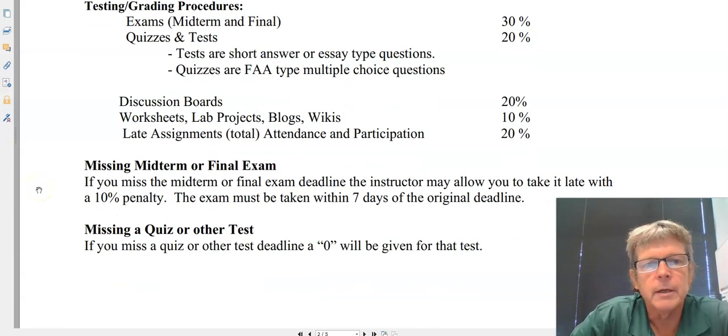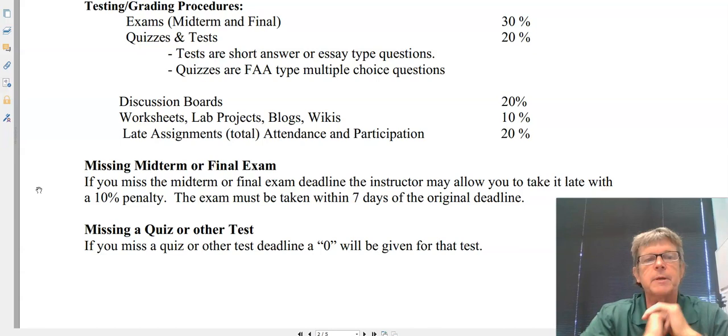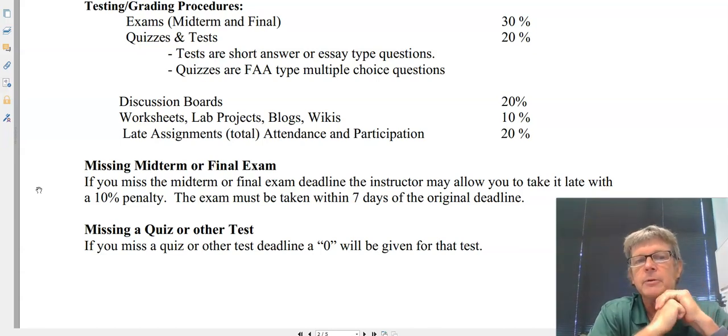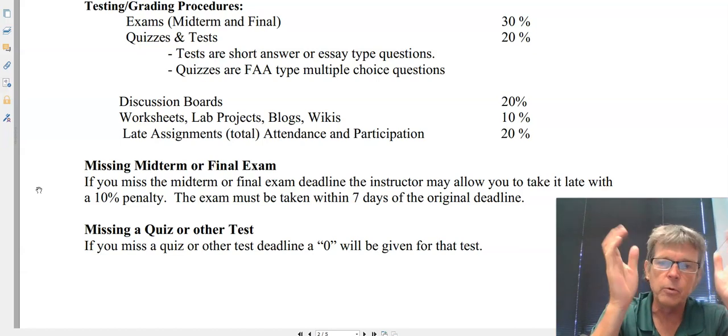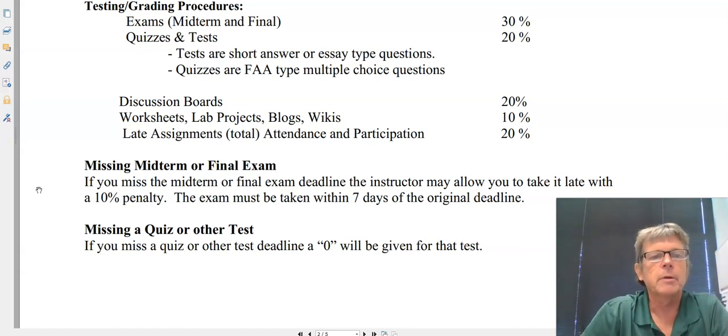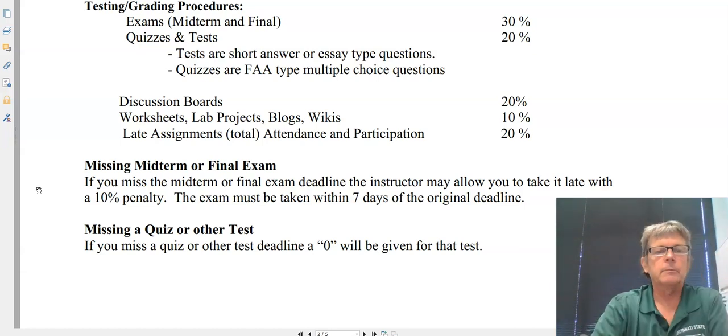Well, if there's a good reason, then yes, but it's a 10% penalty. It's because everybody else had to take that on time. All right, and that exam has to be made up within 7 days of the original deadline. If you're in a car wreck, something like that, we'll talk, right? But this is that rule.